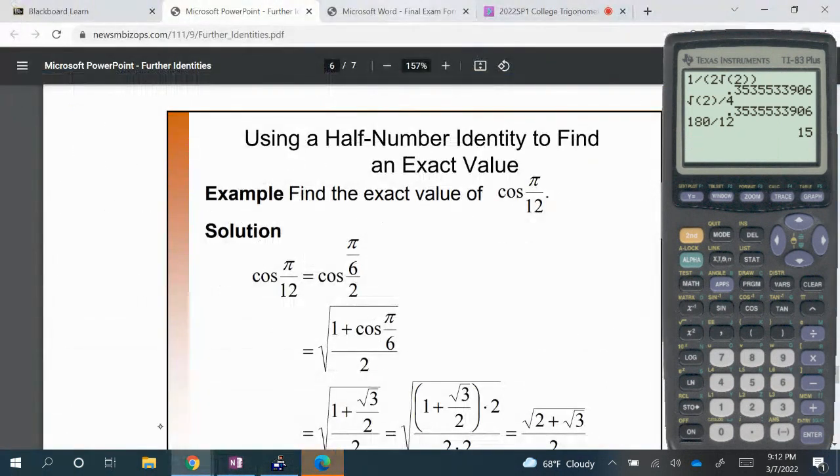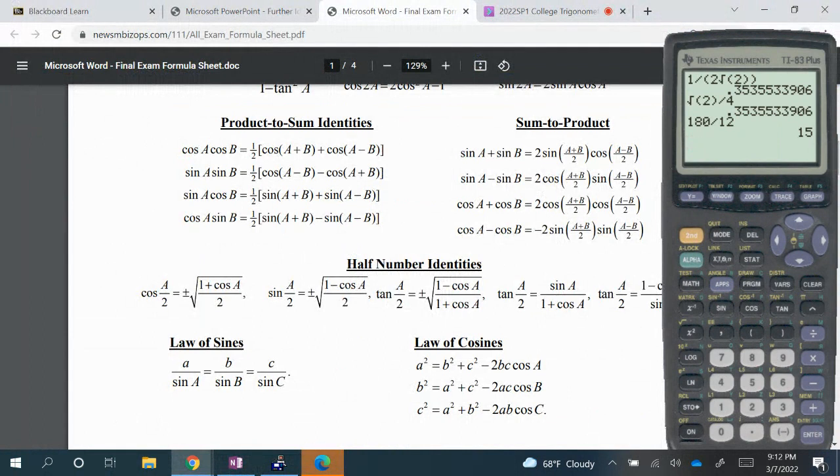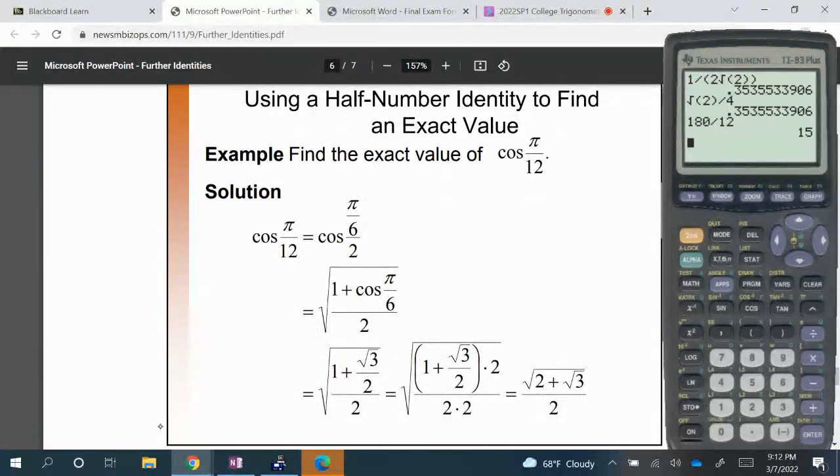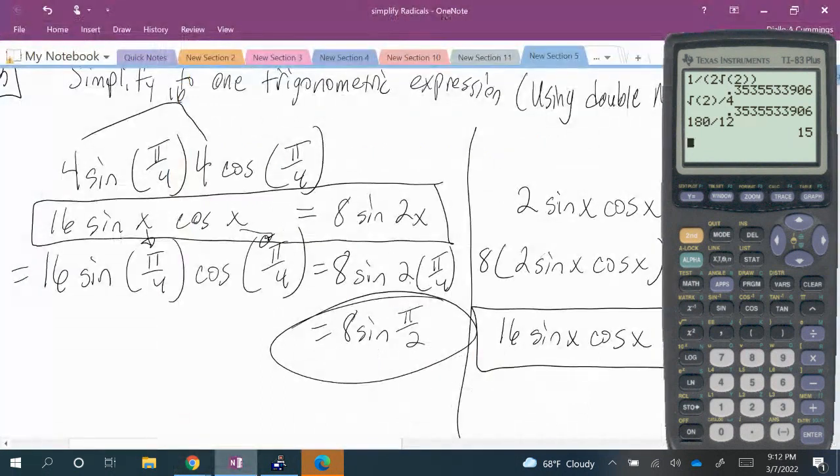Okay, I'm gonna get it together. All right, so here's how this works. So we have the cosine of 15 degrees. Come on. Okay, this is supposed to slide up.